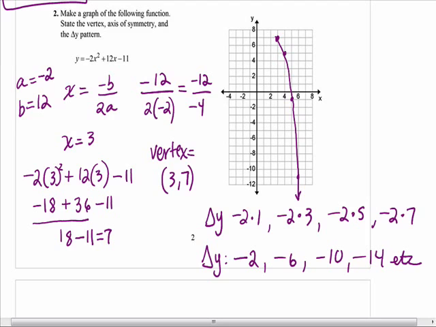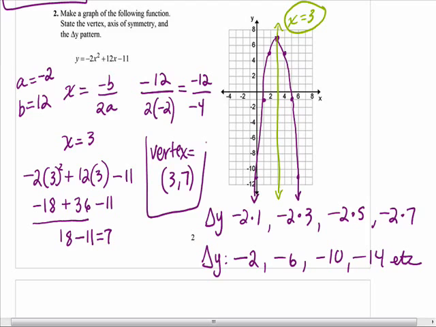I'm going to go ahead and change colors and graph my axis of symmetry. Who can tell me my equation of my axis of symmetry? Kevin. X equals 3. It's always x equals the x-coordinate of the vertex. Alright, go ahead and reflect the points and finish your parabola.